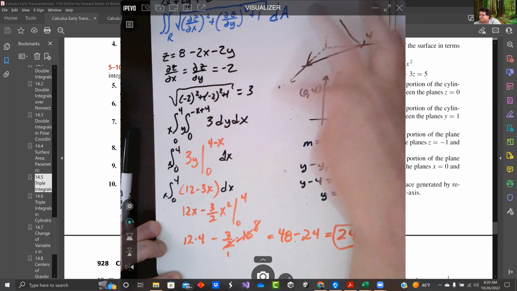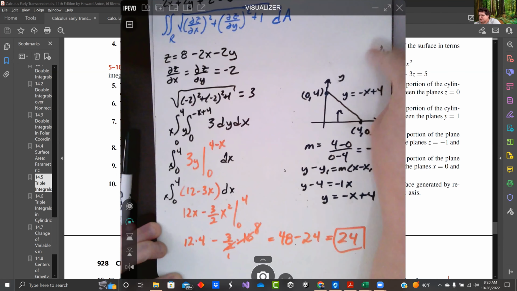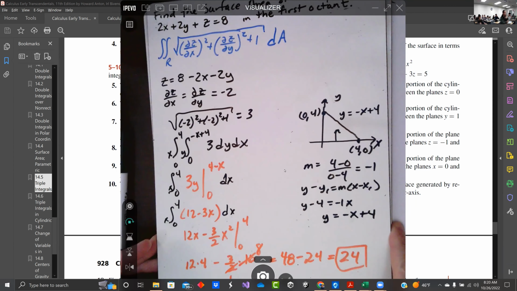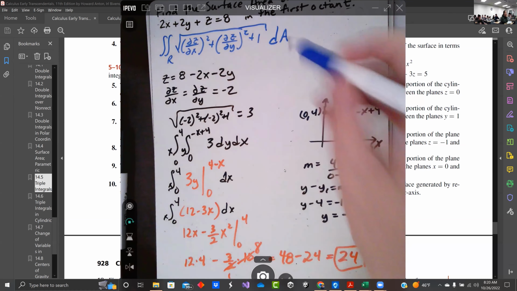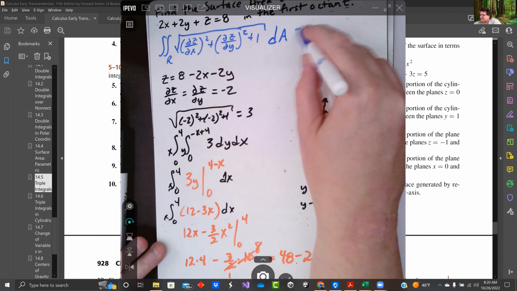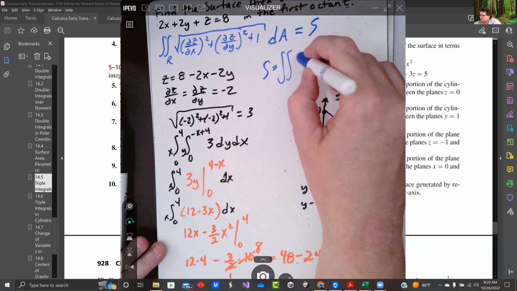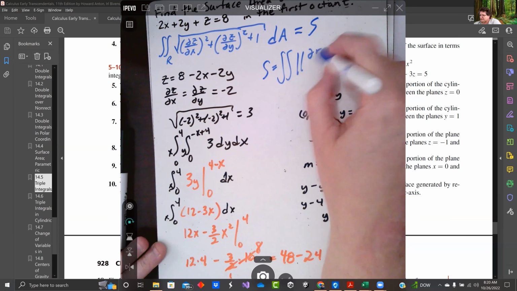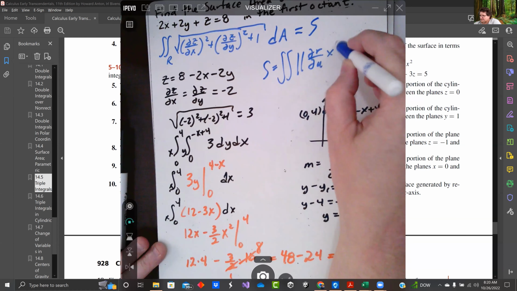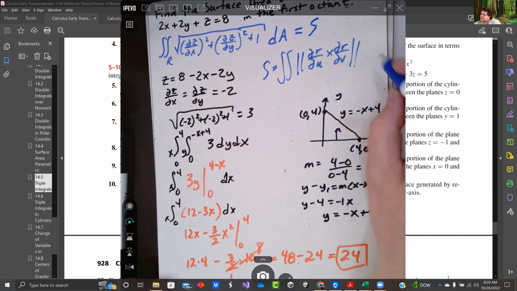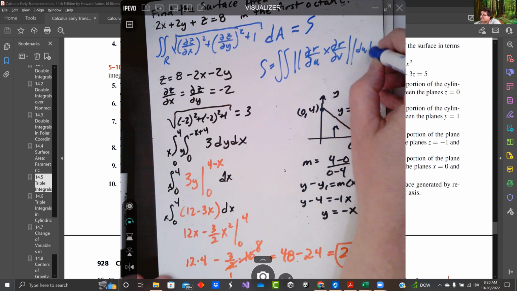So the other form of this surface area, when we parameterize it, the surface, this is S, and then S is also the double integral of the magnitude of dr/du cross dr/dv du dv.